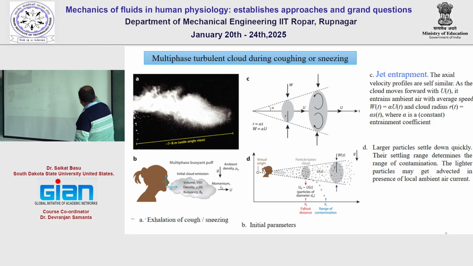And here you can see the lateral velocity, W, is described as alpha of Ut, where Ut is the axial velocity and alpha is the entrainment coefficient.